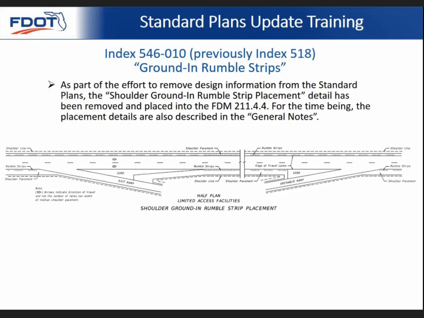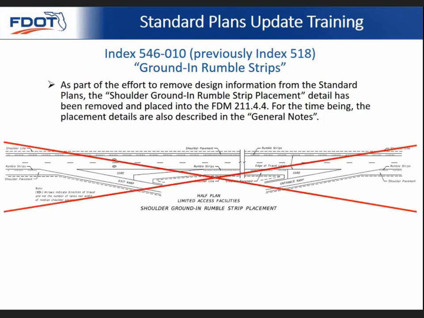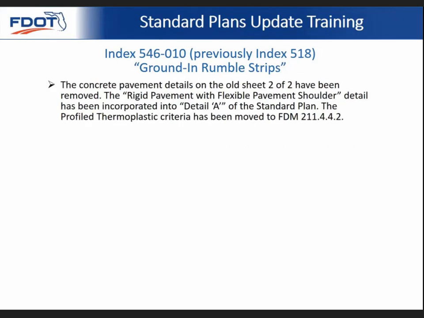And this also corresponds to what we're going to be doing with the ground in rumble strips on arterials and collectors. For the time being, the details are also described in the general notes of this index. Additionally, the concrete pavement details that were on sheet 2 of 2 have been removed.